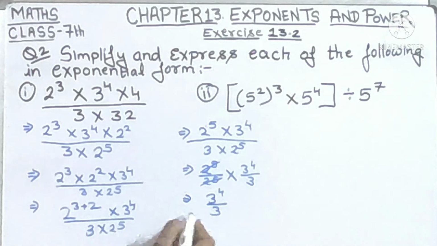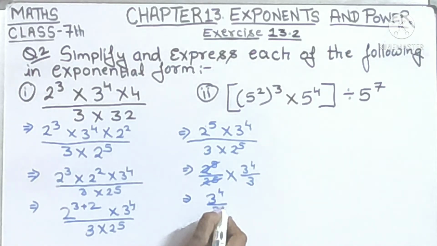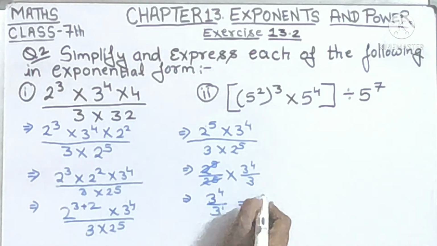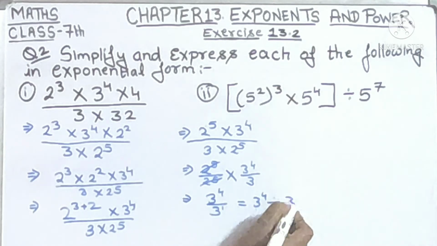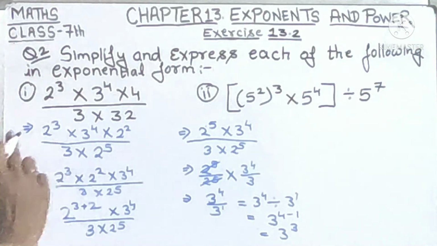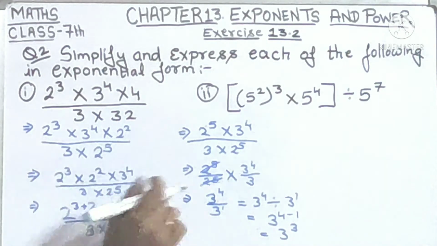Now here, power is not given. It means 1. 3 raised to the power 4 divided by 3 raised to the power 1. This is division, the bases are the same. Take the base common and the powers will be subtracted. 4 minus 1 will be 3. 3 raised to the power 3. This is the answer for the first one.